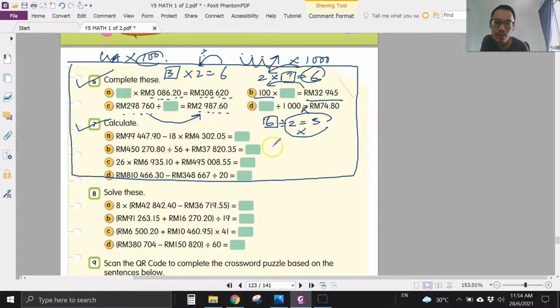Question 7, mixed operation. Remember, priority is the one in the bracket, but this one you don't have it, so you look at times and divide. So you do the times and divide first, then only you do the plus and minus.